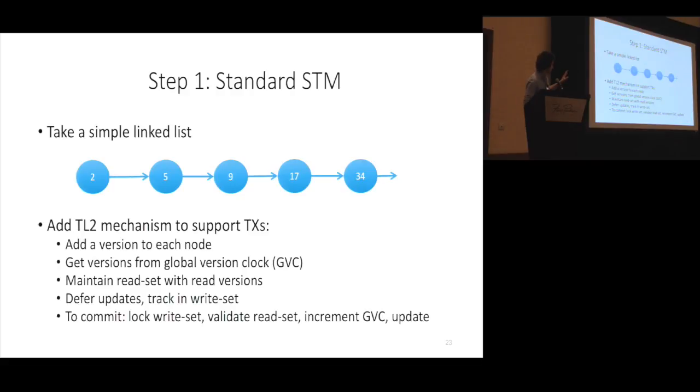So, first step, we take a simple linked list, and we add to it a TL2. To do it, we need to add a version to each node, and a global version clock that each transaction reads at the beginning. The transaction maintains a read set and a write set. Everything it reads goes in the read set and is validated later at the commit phase, and what it writes goes to the write set. During the commit phase, we lock the write set, validate the read set, increment the clock and update. This is the standard way a software transactional memory would work.